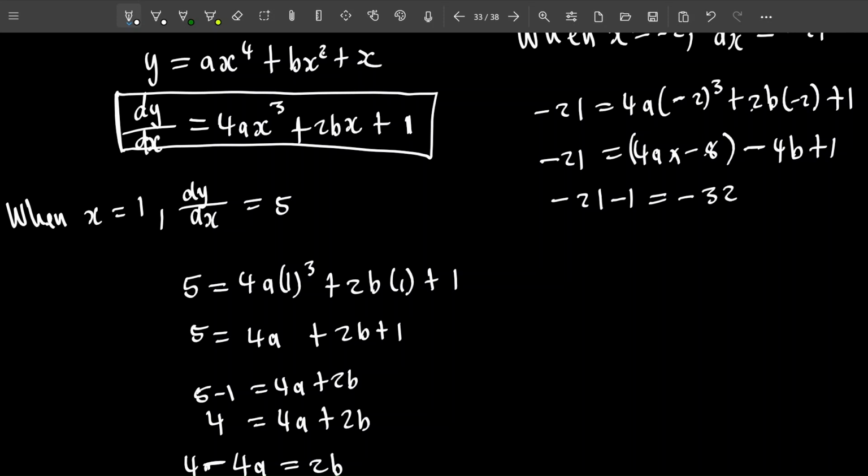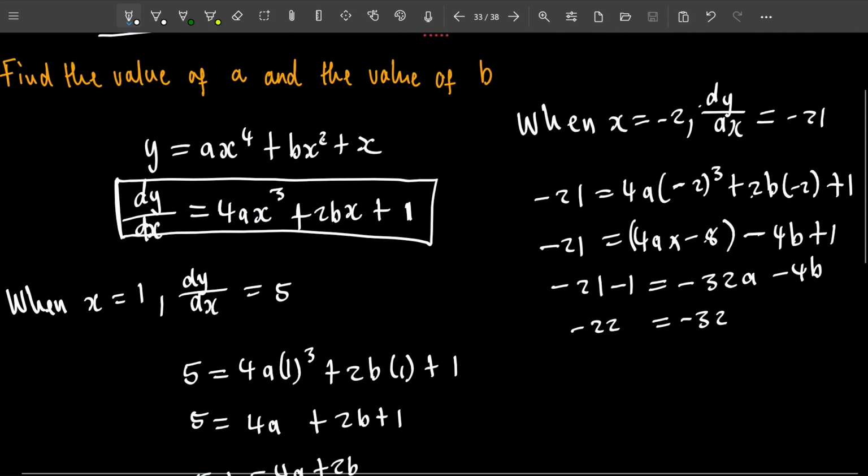Okay, the signs are different, so your answer will be negative. 8 times 4 is 32. And then we have a coming. So it's going to be negative 32a, then minus 4b. Negative 21 minus 1 becomes negative 22 is equal to negative 32a minus 4b.